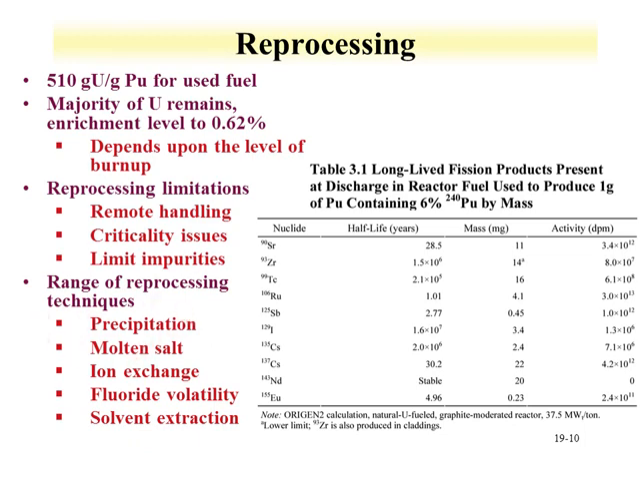And as an example, one could look at an initial table of long-lived fission products that are present at discharge from a reactor that's used to produce 1 gram of plutonium that contains 6% plutonium-240 by mass. So in other words, if I have 1 gram of plutonium that has this 6% 240 amount, just from the fission, I should have this, as the table shows here, these masses of the different fission products.